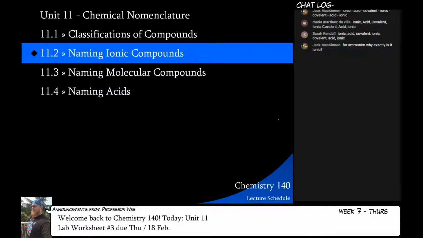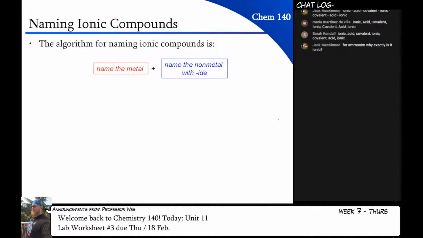Okay, so let's talk about how to name ionic compounds. This is the rule, and it looks deceptively simple. And it kind of is. When you name an ionic compound, you are just going to name the metal as you see it on the periodic table, and name the non-metal as you see it on the periodic table, but substitute the last few letters of its name for -ide. But with all good things, there are some nuances involved.